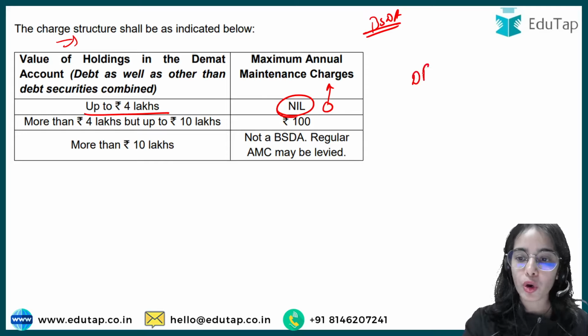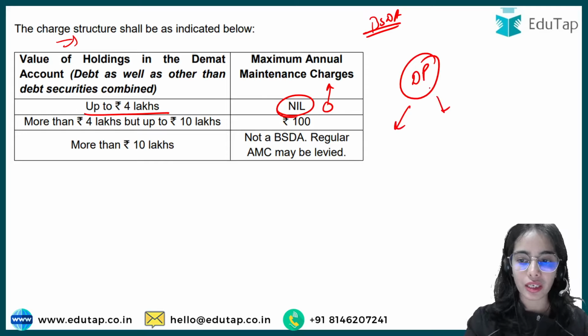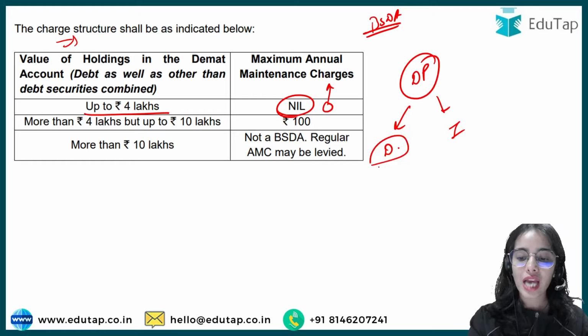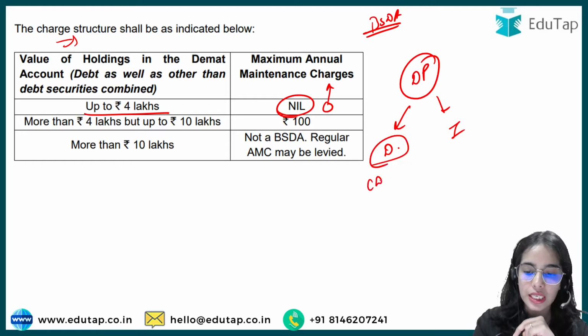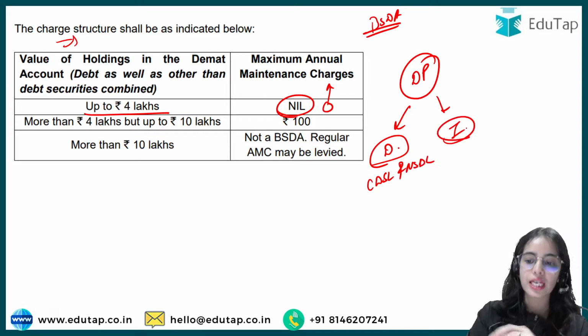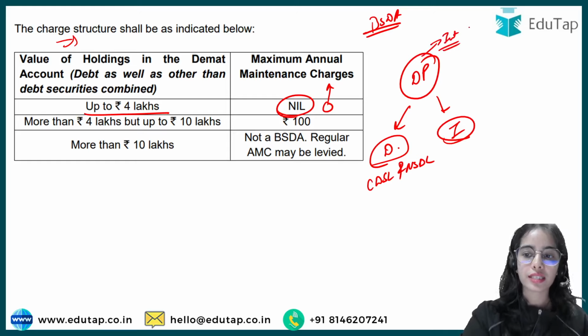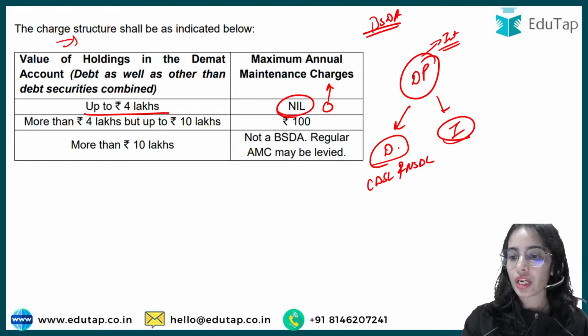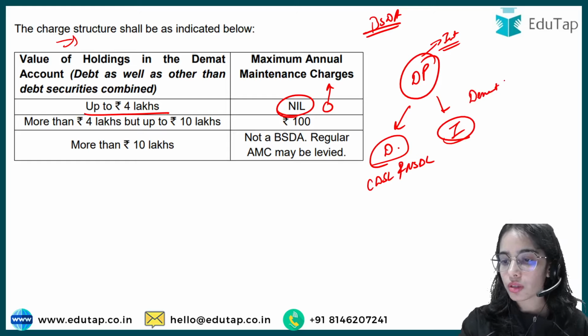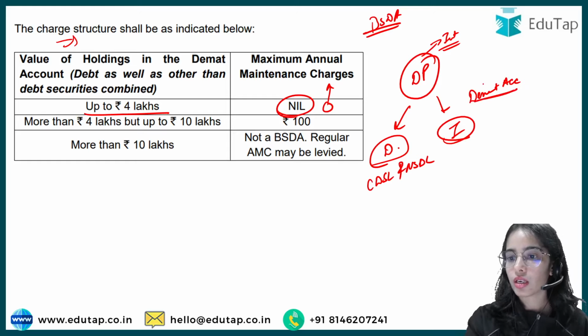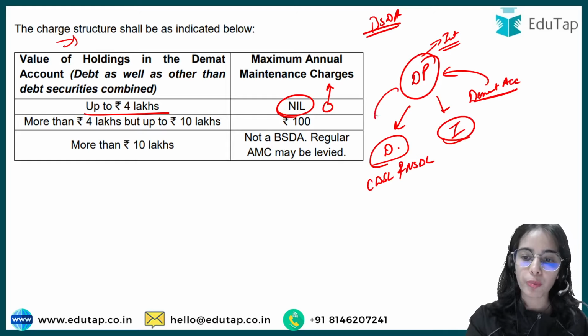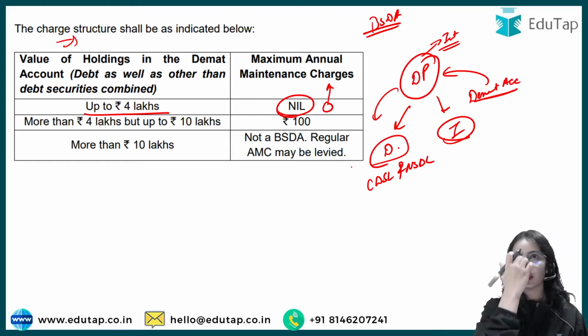First of all, depository participants are the intermediaries between the depositories and the investors. Okay, we have only 2 depositories in our country, CDSL and NSDL. So the investors are not directly connected with the depositories. There are the intermediaries, that is the depository participants. So investors are having a demat account with this depository participant, and in this demat account the depositories are holding the securities.